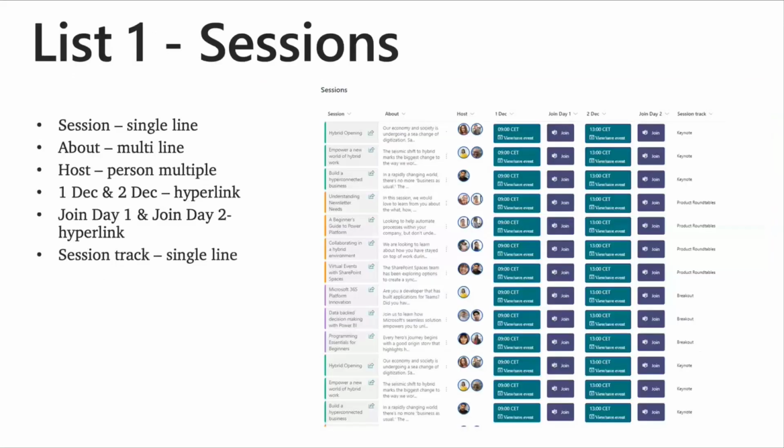Moving on, I'll talk about the lists that I have on the event page. The first list is the sessions list. Here I have these columns: sessions, a single line text column; about, a multi-line column; host, a multiple person column. I have four hyperlink columns, which I showed, two of them for the event links and two of them for the join links for the Microsoft Teams live events, and a session track, which is a single line text.